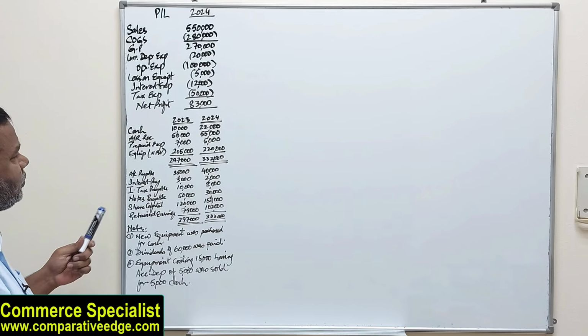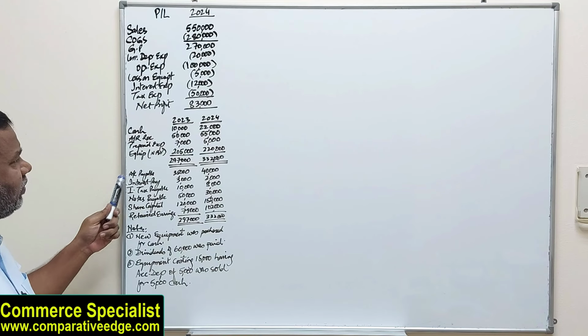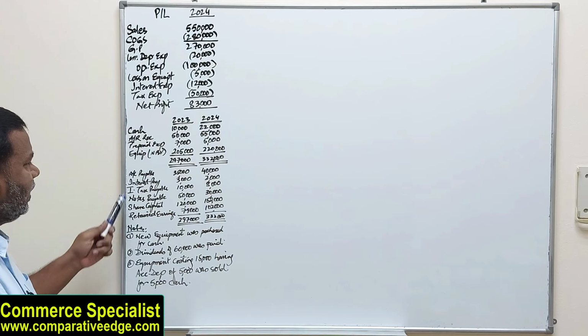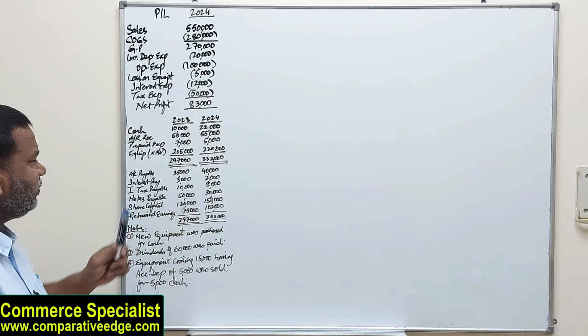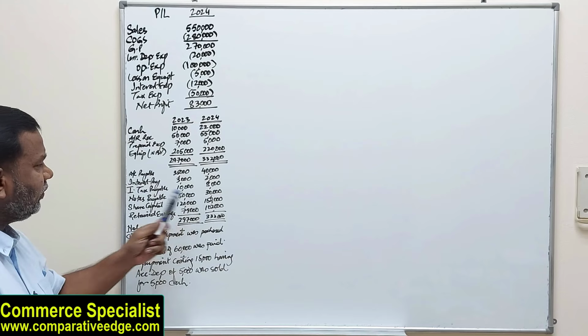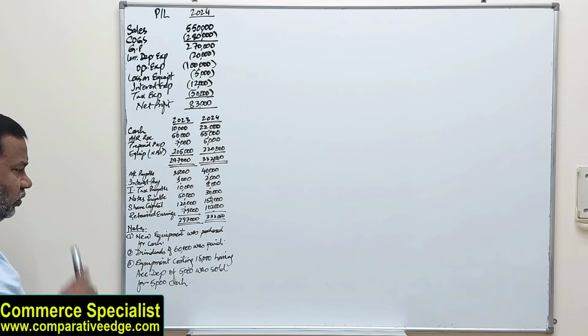Coming to the equity and liabilities section, we have accounts payable 35,000 and 40,000, interest payable 3,000 in 2023, 2,000 in 2024, income tax payable 10,000 and 8,000, notes payable 50,000 and 30,000, share capital 120,000 and 150,000, retained earnings 79,000 and 102,000. Additional notes are given here.